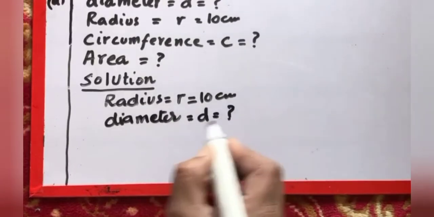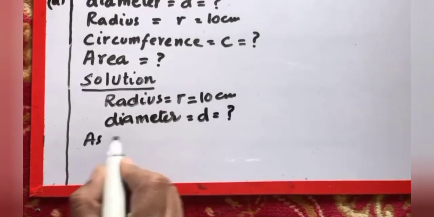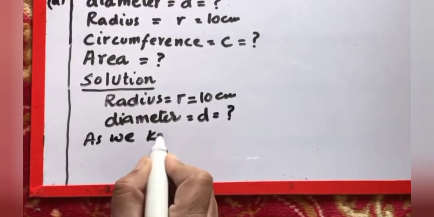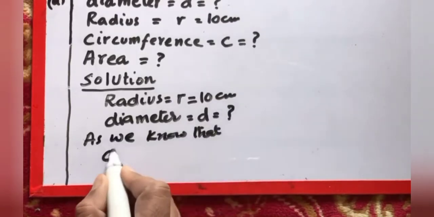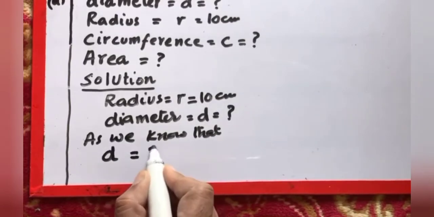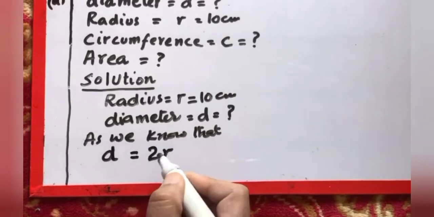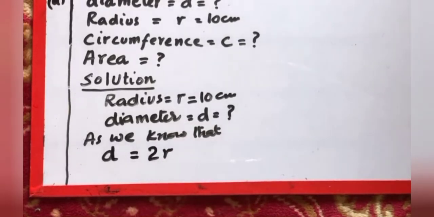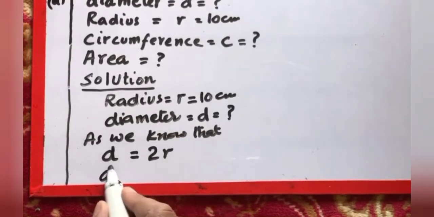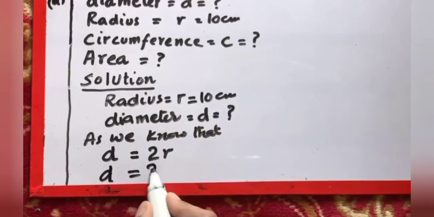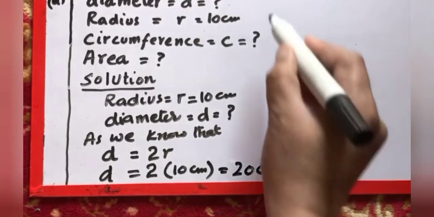We have to find, as we know that the diameter of a circle is equal to 2r. It means a diameter has two radiuses. So we can easily find it by using this formula. So diameter, by putting the value of r, gives the value of diameter.